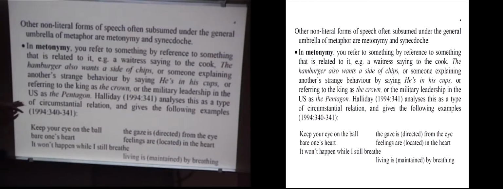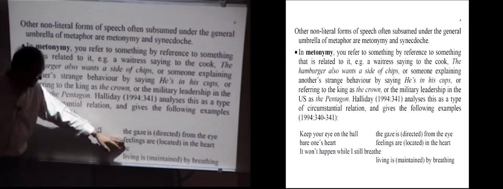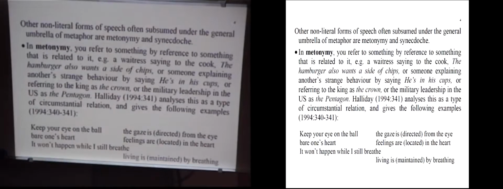And so Halliday analyzes this as a type of circumstantial relation and gives examples. If you say something like "keep your eye on the ball," that would be the metaphorical way of saying it, and it's something like saying the gaze is directed from the eye. Or when you say you bare your heart, that means the feelings are located in the heart and you're showing them. "It won't happen while I still breathe" assumes that living is maintained by breathing. So by using this metaphor, you're activating those senses over there.